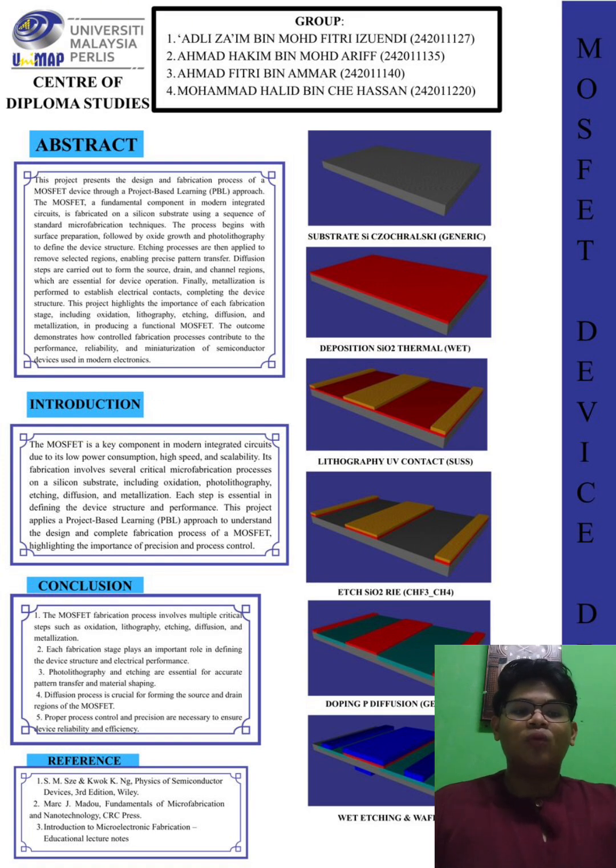After lithography, we perform etching to remove unwanted materials. There are two main types used in this process. Dry etching, or RIE, uses plasma to remove SiO2. Wet etching uses a chemical solution to remove photoresist. This step transfers the pattern from the photoresist into the oxide layer, creating the required structure on the wafer.